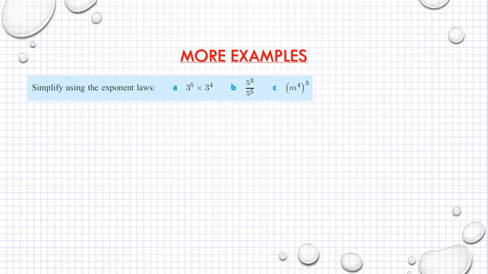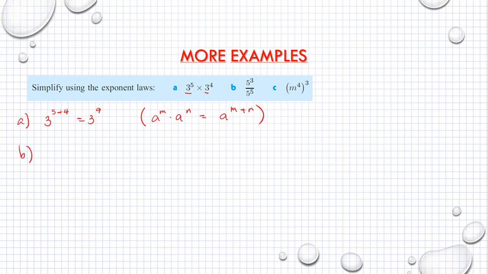Okay, more examples. Simplify using the exponent laws. For a, we have the same base. So we have 3 raised to 5 plus 4, which is equal to 3 raised to 9. What is the law that we used? We used a raised to m multiplied by a raised to n is equal to a raised to m plus n.